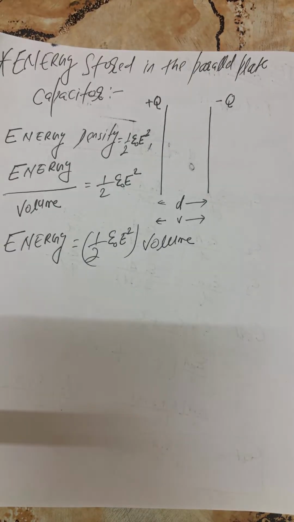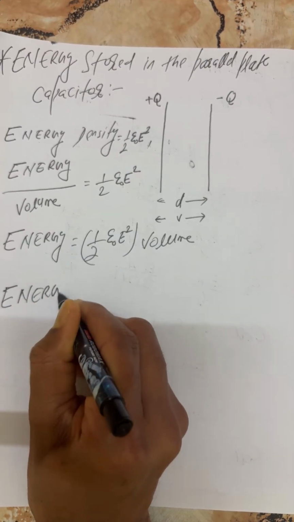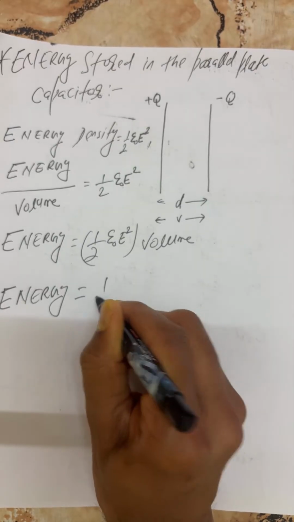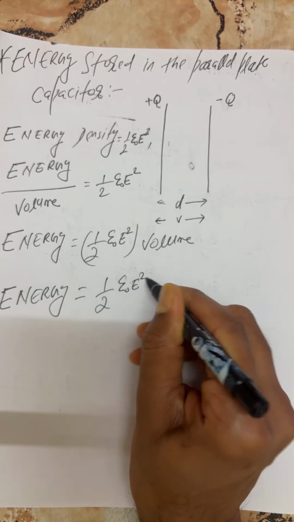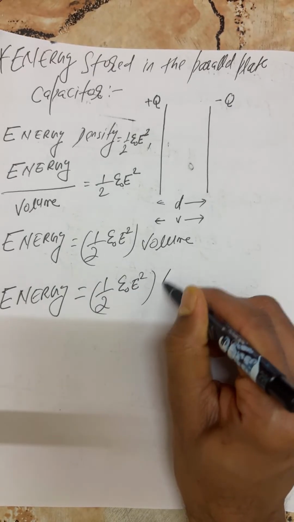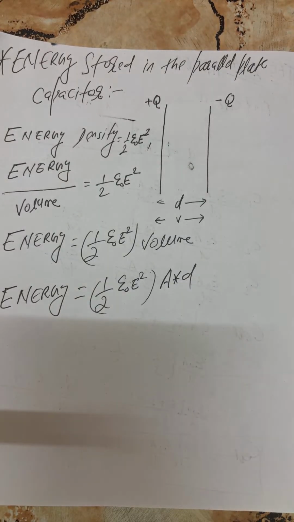into volume. Here, beta, one thing you can take: A is the area of the parallel plate of the capacitor, right? So here we can write, students, energy is equal to half epsilon naught E square. Volume is what, kids? Area into length. Here you can write area into length.